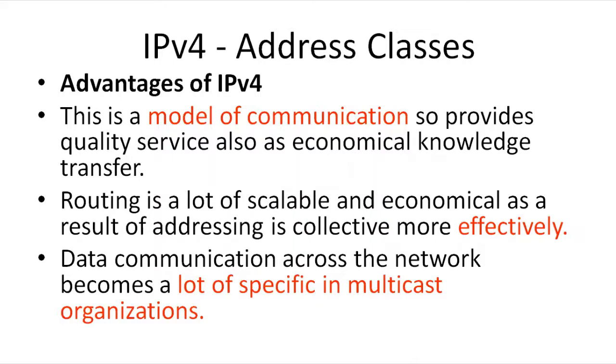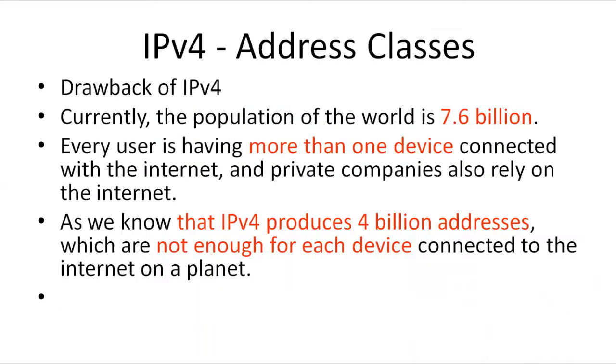Routing is highly scalable and economical as a result of addressing being more effective collectively. The data communication across the network becomes much more specific in a multicast organization. These are some advantages of IP version 4. But there are also some drawbacks. What are the drawbacks here?